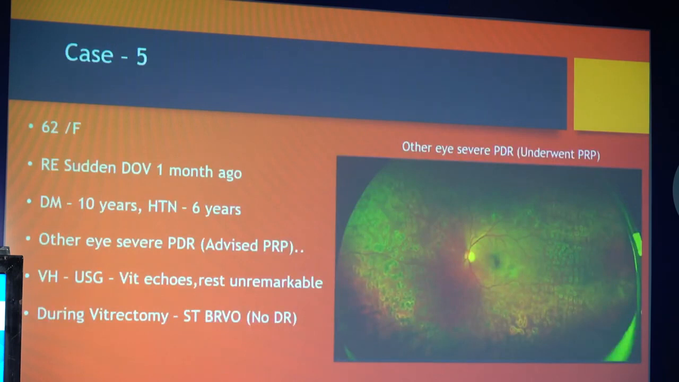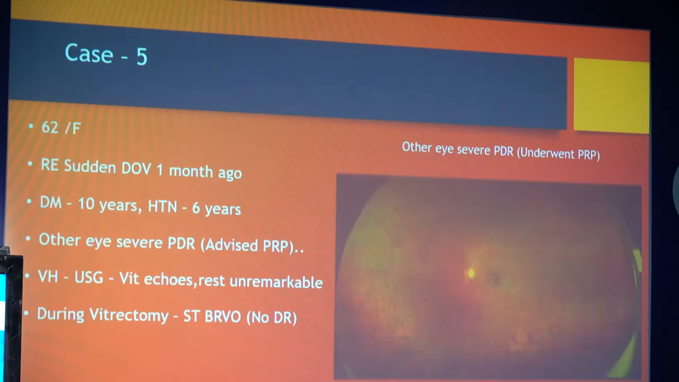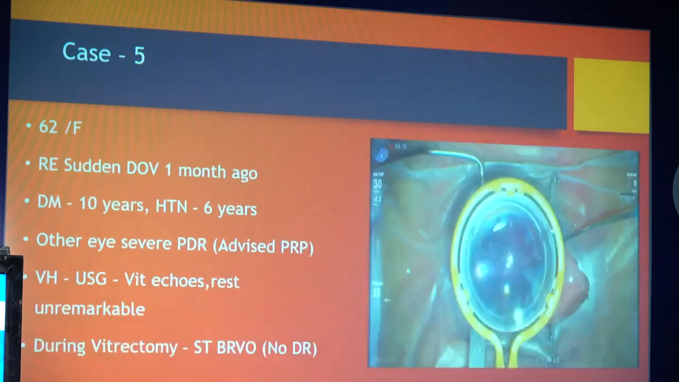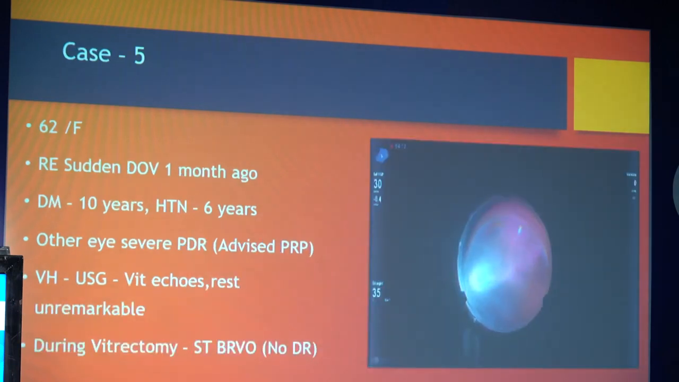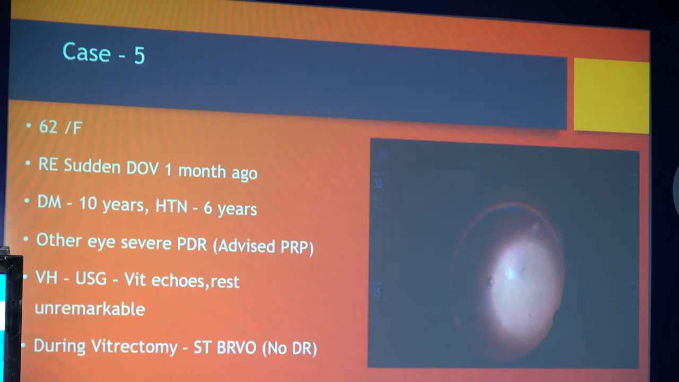Case 5, a 62-year-old female with sudden loss of vision, 1 month, diabetic since 10 years, other eye severe PDR. With this being the status of the other eye with severe PDR, we would expect that this eye would also have a PDR. But during vitrectomy, what we found was something else. We found that there was no diabetic retinopathy, like in the first patient with the retinal tear. This was actually a case of superior temporal BRVO with no diabetic retinopathy changes.